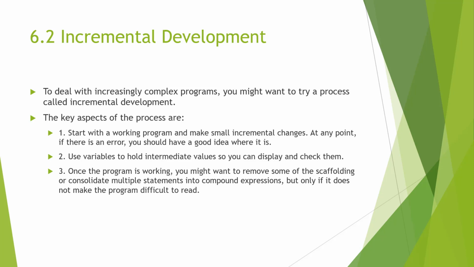So there are normally 3 key aspects to this process. Start with a working program and make small changes. At any point, if there's an error, we should have an idea of where the error is because we're making only small changes and we're testing along the way. Use variables to hold intermediate values so you can display them and check them. You'll see in some of my previous videos, as I'm creating variables, I may print the variable in the functions so I can see what those variables are.